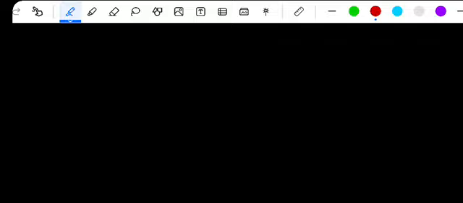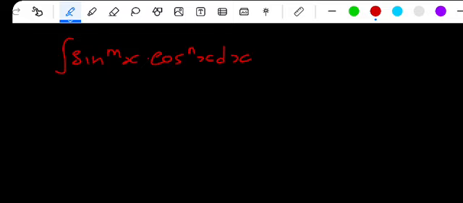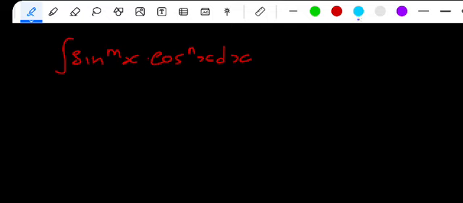In this video we are going to look at how we can integrate when we are given different exponents. Let's say you are given an integral of this format: sine raised to the power of m x multiplied by cos raised to the power of n x dx. As you can see, the exponents are different. We have m and n, and these are different things.